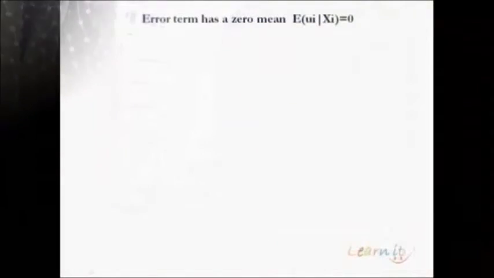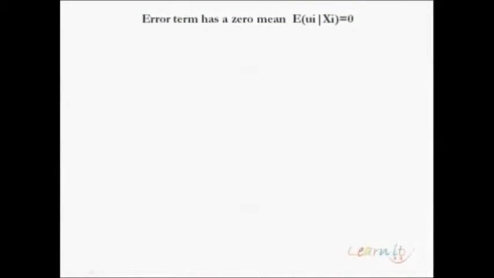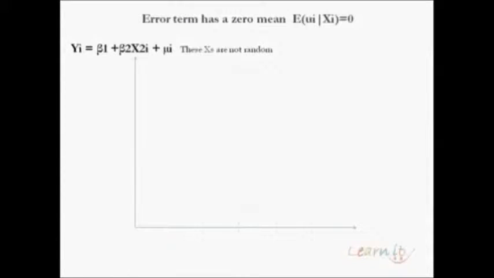Error term has a zero mean. This is one of the most important assumptions in econometrics. In a classical linear regression model, the error term is assumed to have a zero mean. What does it mean? Let's take this model: yi is equal to beta 1 plus beta 2 x2i plus mu i, where the x's are not random. This we know from earlier assumptions.